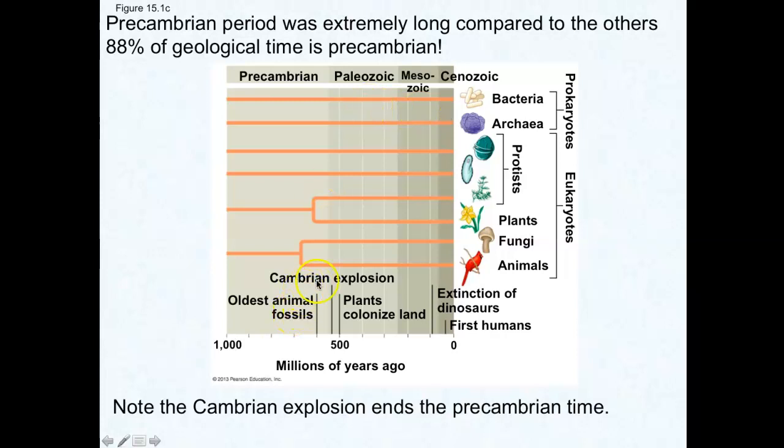But then we shift over to something called the Paleozoic era, and there was something called the Cambrian Explosion. The Cambrian Explosion is where we start to find a huge diversity of fossils. And so a huge diversity of different kinds of organisms occurred in the Cambrian Explosion. So that was a really important time in our Earth's history. And then we can see that we have plants colonizing land, and we have extinction of dinosaurs and the first humans. So the humans have developed really, really close to modern time.